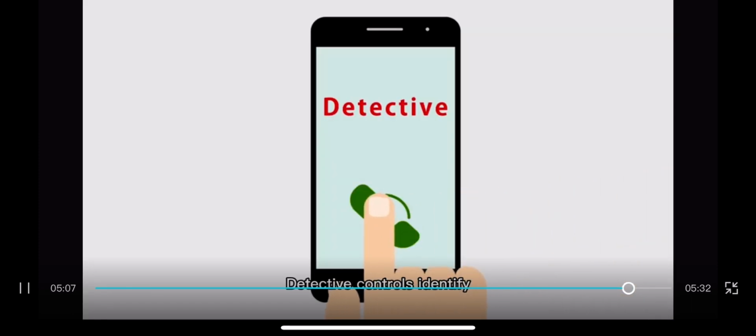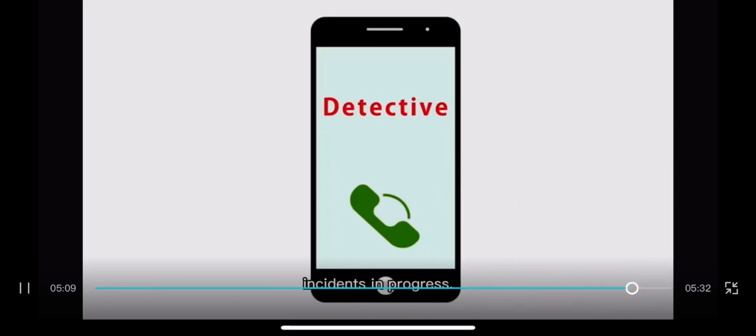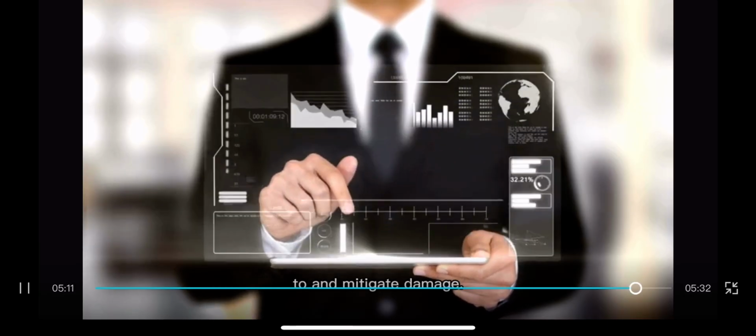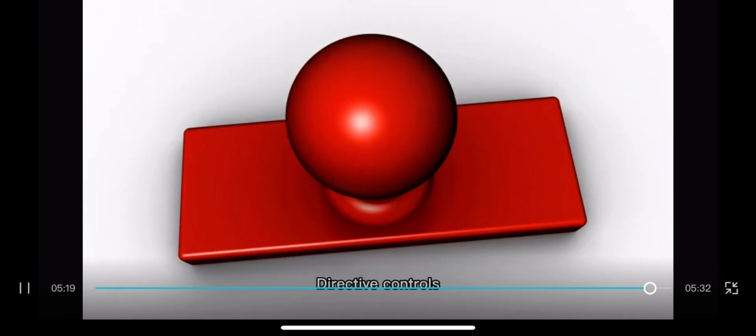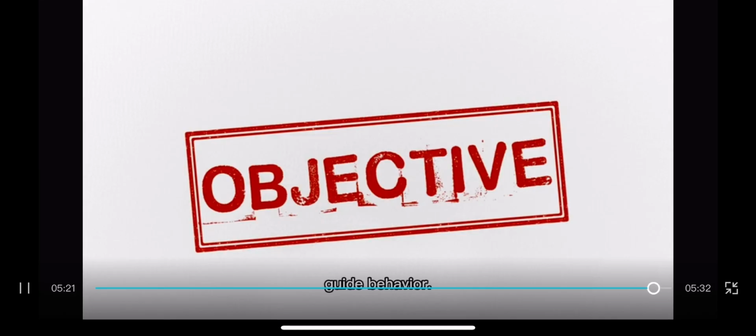Preventive controls are designed to prevent incidents. Deterrent controls aim to discourage violations. Detective controls identify incidents in progress. Corrective controls respond to and mitigate damage. Compensating controls offer alternatives when primary controls are not feasible. Directive controls set expectations and guide behavior.